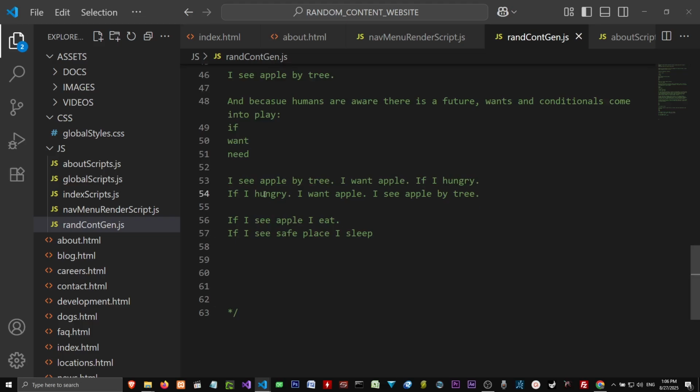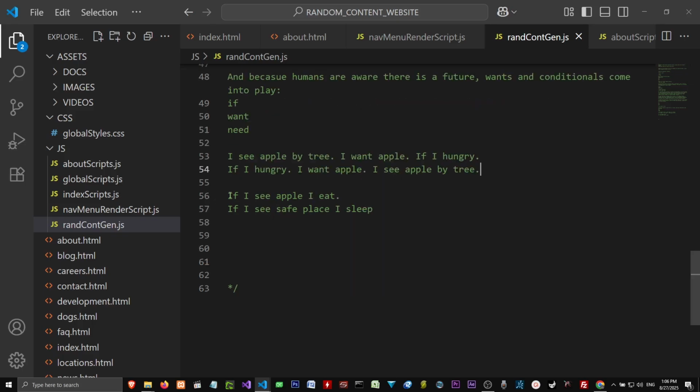So this is rudimentary, right? We can grunt this out millions of years ago or whatever. So we can kind of see if is a conditional. If, we need to eat. I need to find food to survive. So if I see an apple, I eat. So if I see safe place, I sleep. And that's why we've linguistically evolved these concepts of conditionals and wants, because I need to eat and I need food, and if it shows up, I'm going to eat it to stay alive.